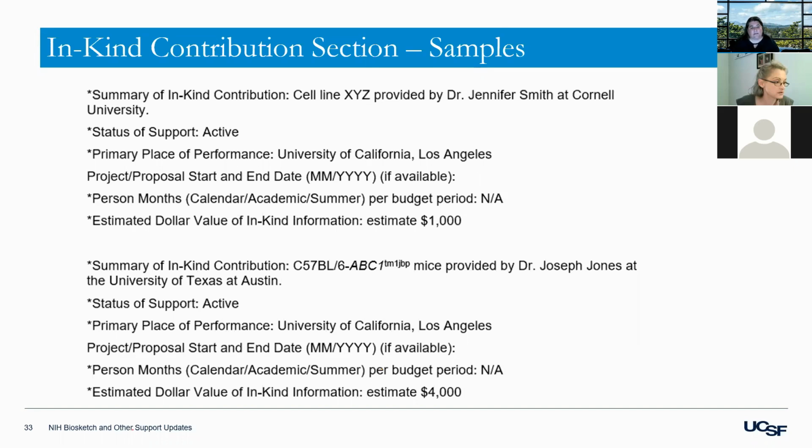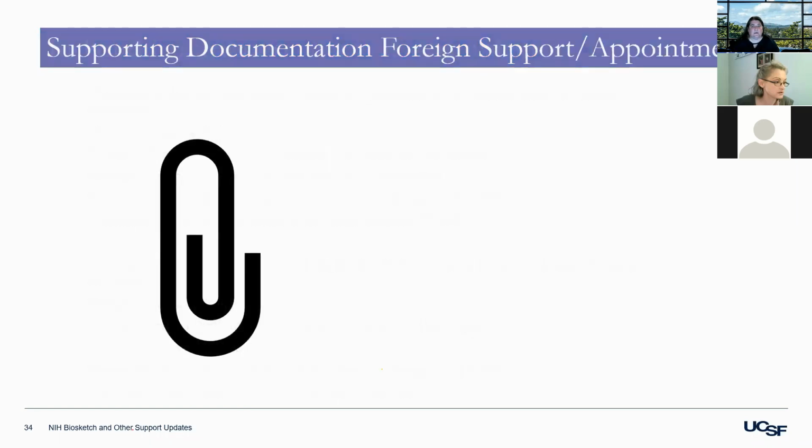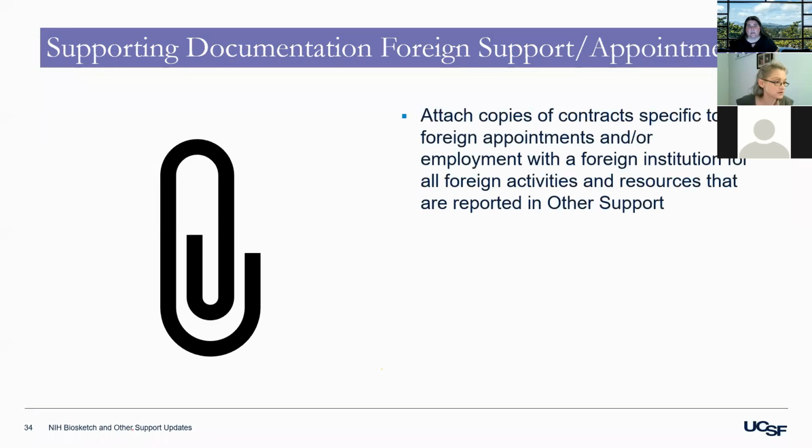A couple other things to think about. We also talked about a new addition. This is another one of the changes. They're now requesting supporting documentation for foreign support or appointments. So we now have to, and this is a big change, attach a copy of the contracts specific to foreign appointments and/or employment with a foreign institution for all foreign activities and resources that are reported in other support. It's exactly how NIH words it.